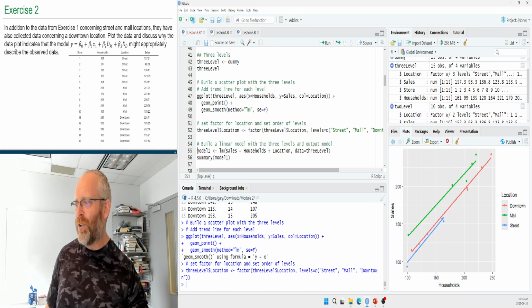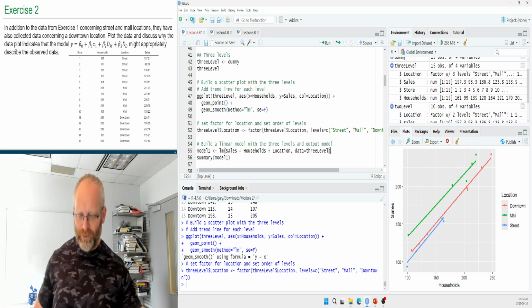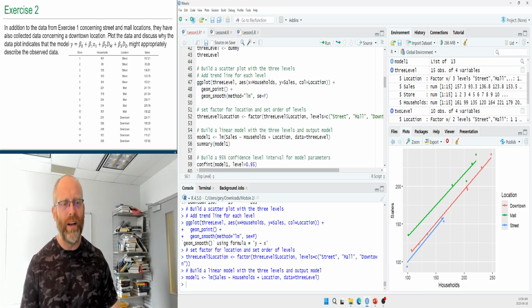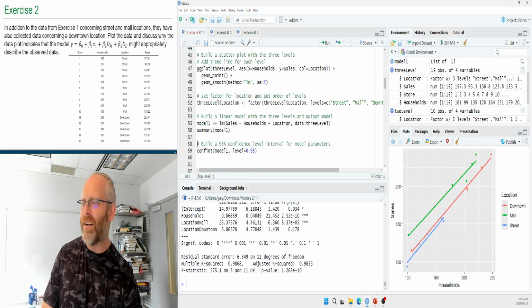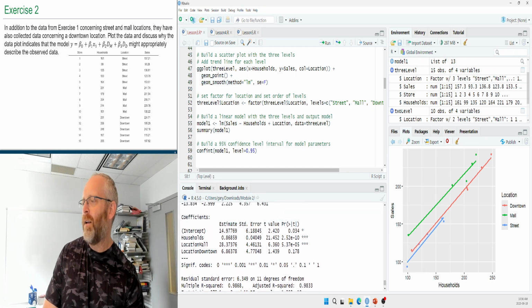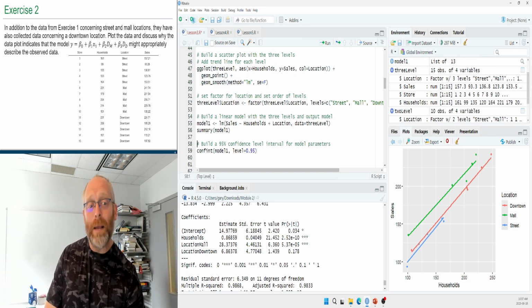All right, so let's put this through. Sales explained by households plus location, data equals level 3. Let's run this through, and now we're going to do a summary. It's going to give us our output, which we can see down in the console here. Our estimate for beta naught is 14.97769. My estimate for beta 1, my slope, is 0.86859. It's not exactly the same because we have more data inside of here, and again, it's taking into account the 3 lines and not just the 2.